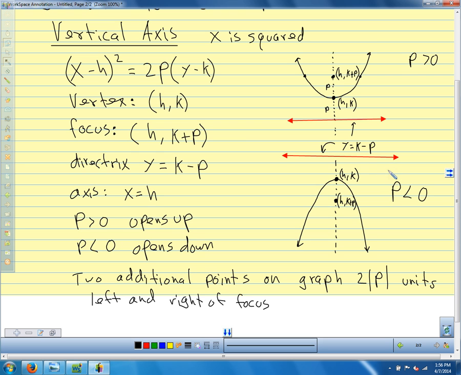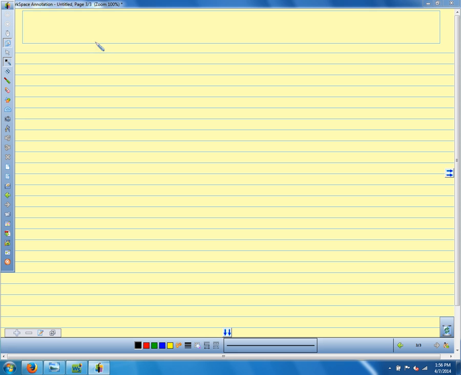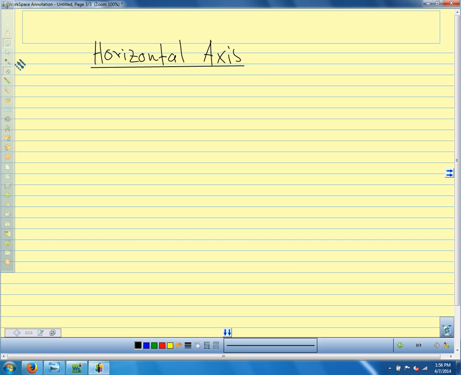Let's talk about a horizontal axis. That's one nice thing about standard form: we'll be able to talk about a horizontal parabola the same way that we talk about a vertical parabola. The numbers just change around from the x coordinates to the y coordinates, and vice versa. So for this one, we're talking about a horizontal axis. Same description, same idea, same principle. We can describe all these different things in one way, basically.